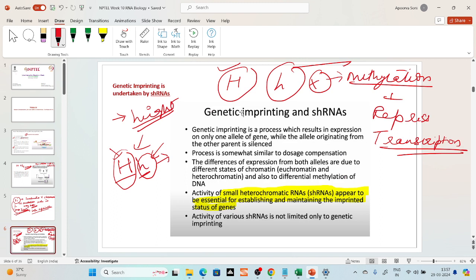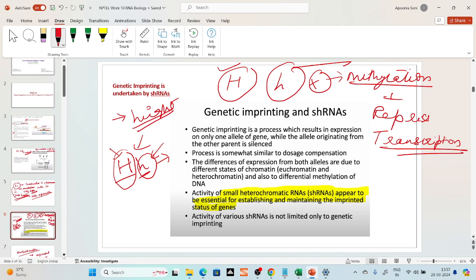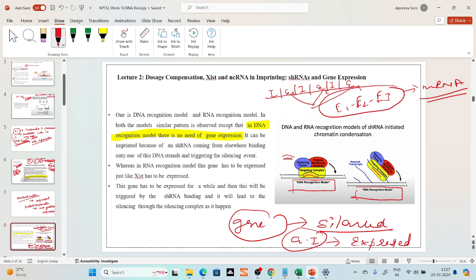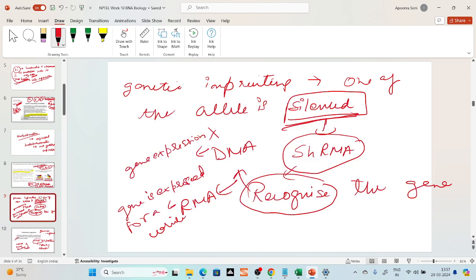Then we studied genetic imprinting, that genetic imprinting is mediated with the help of shRNAs. Then we studied that this shRNA can bind to the gene and inhibit its expression or silence it in two ways: first is a DNA recognition model and the second is an RNA recognition model.